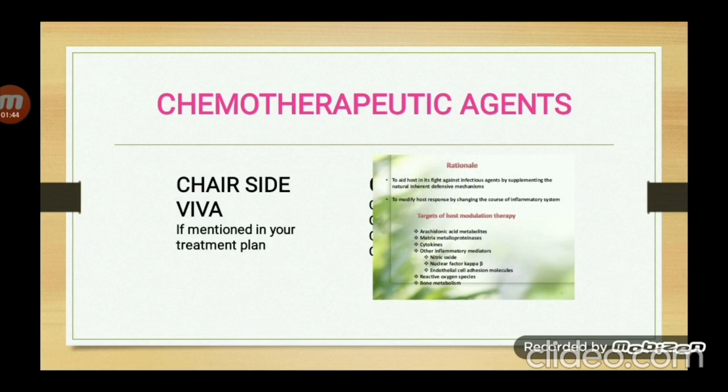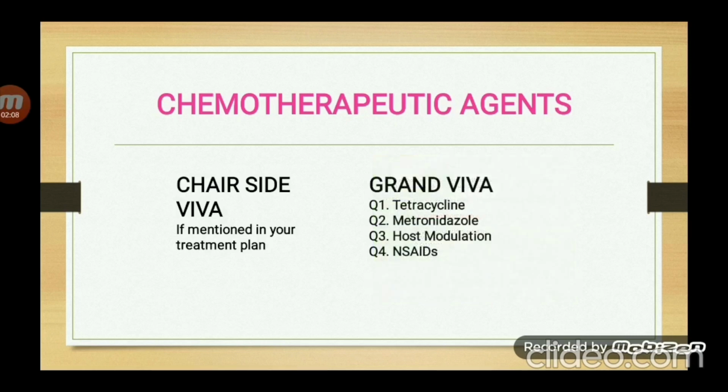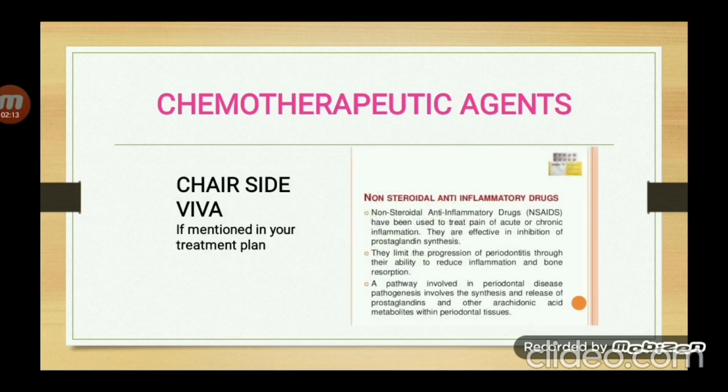Then what is the rationale behind it? Why are we suggesting this therapy? Then targets of host modulation therapy. What are the targets of this therapy? How is it modulating the host? These are the following things: arachidonic acid metabolites, matrix metalloproteinases, cytokines. So these are the targets, which will come in the next slide as well. Then about NSAIDs.